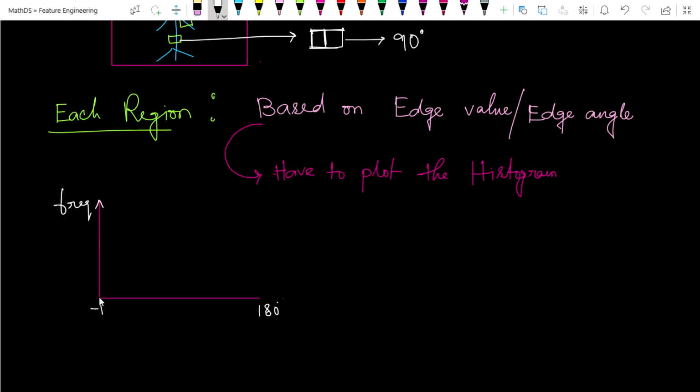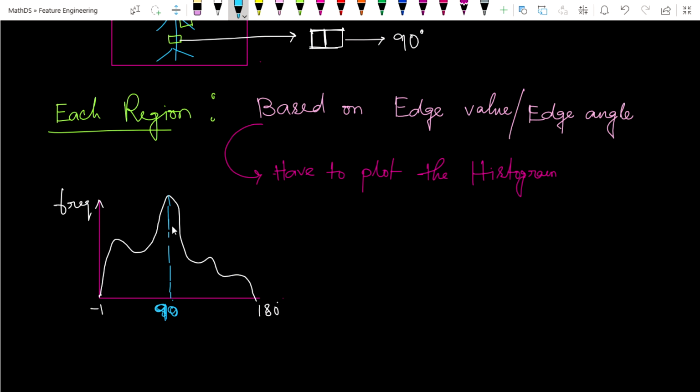Suppose the picture looks like this type. This type of picture we got somehow. That means the maximum angles are on this. Suppose this angle is somewhere about 90. Okay, let it be 90.